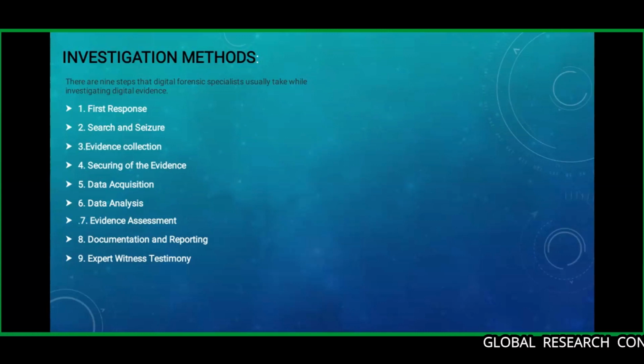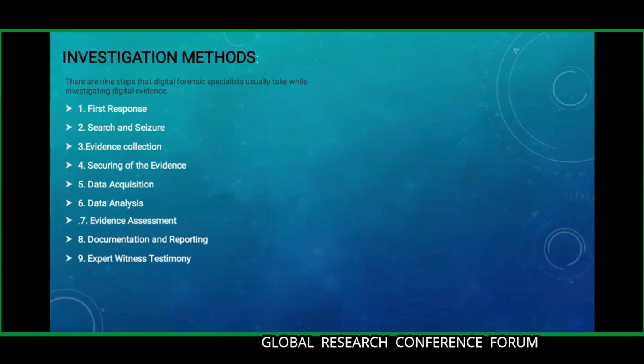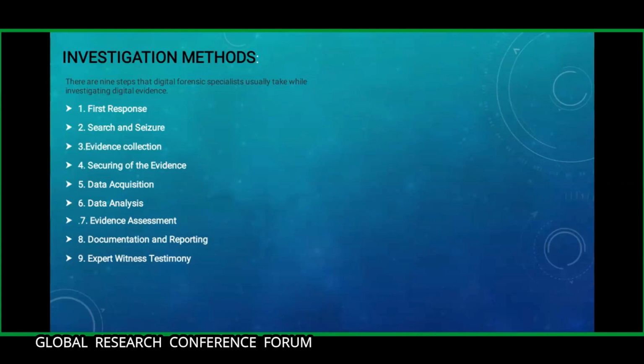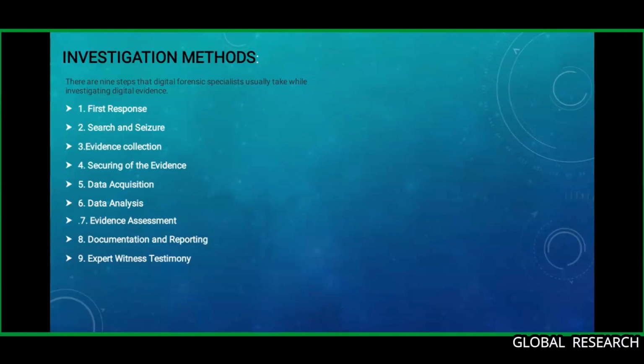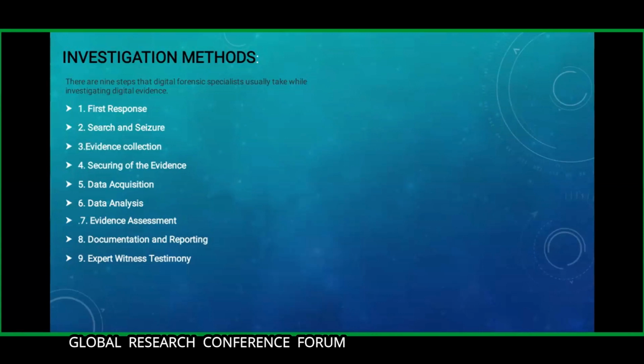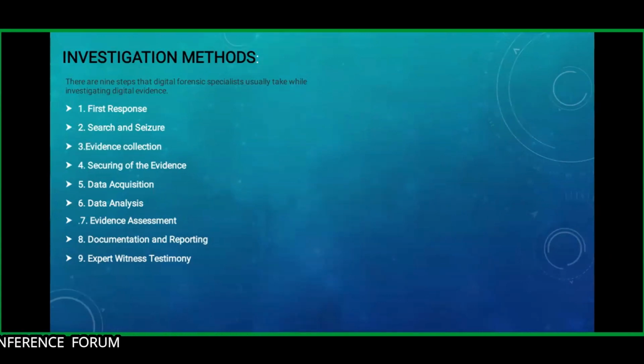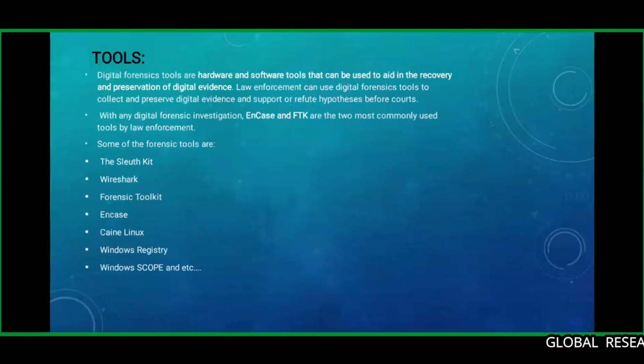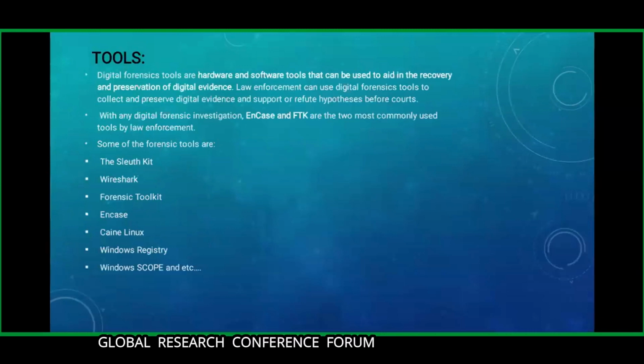Digital forensic tools are hardware and software tools that can be used to aid in the preservation of digital evidence. In any digital forensic investigation, EnCase and FTK are the two commonly used tools for law enforcement. Some of the forensic tools are Sleuth Kit, Wireshark, Forensic Toolkit, Kali Linux, and Windows tools. Followed by Jaisy.